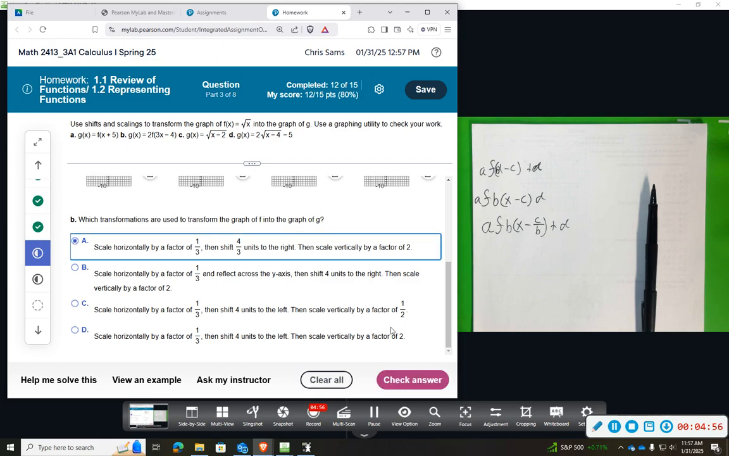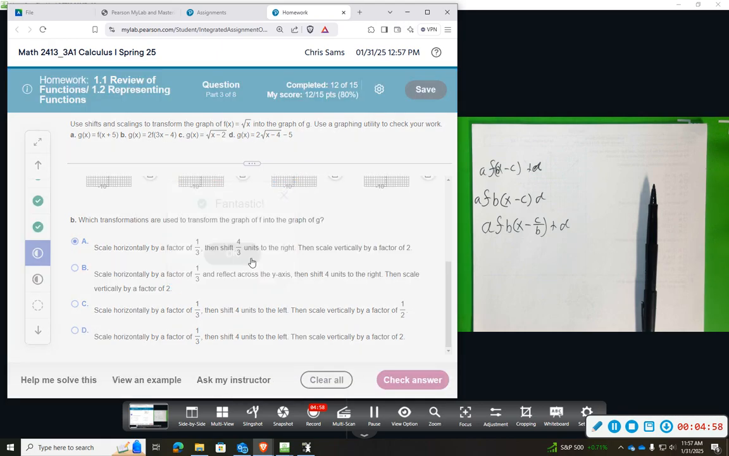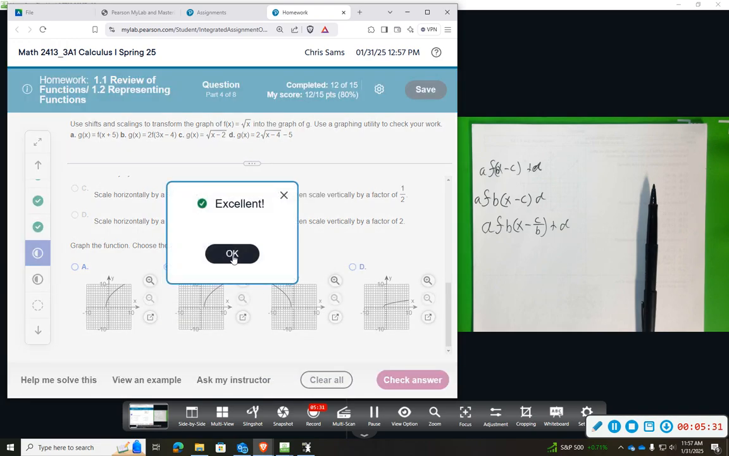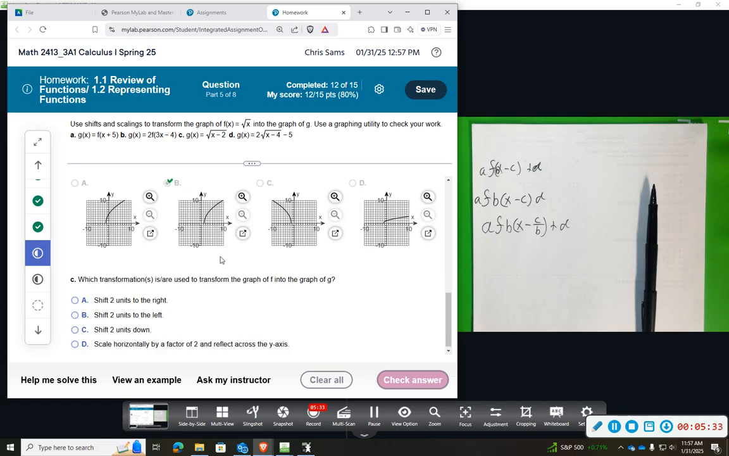So A is the one we want. And then if we pick out the graph, we are looking for one compressed, shifted to the right, and vertically stretched. This one looks like it's shifted to the left of the horizontal. This one looks like it's shifted to the right. This one is on the left side, looks like it's flipped, and we don't have any of that. And that one looks like it's shifted to the right. The only one that looks like it got shifted to the right is B. And of course you can graph that and confirm it with the calculator.